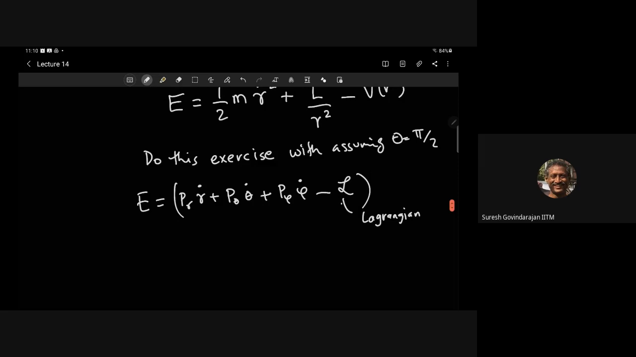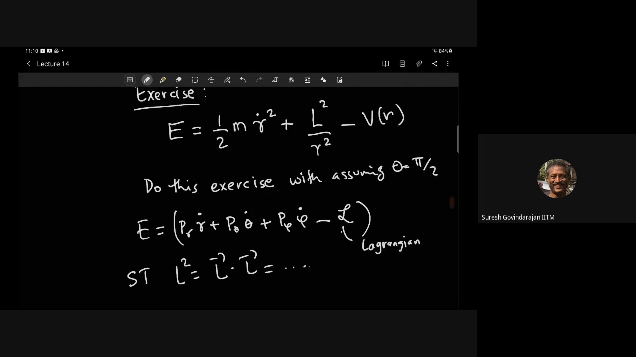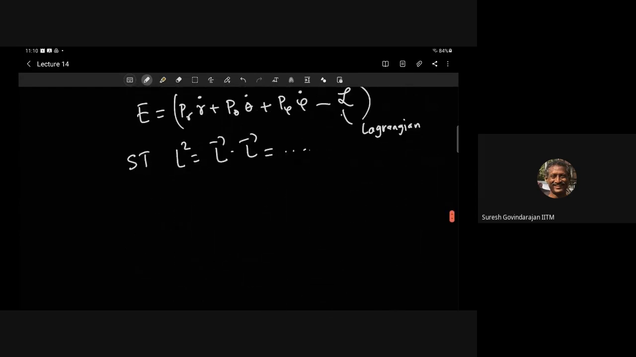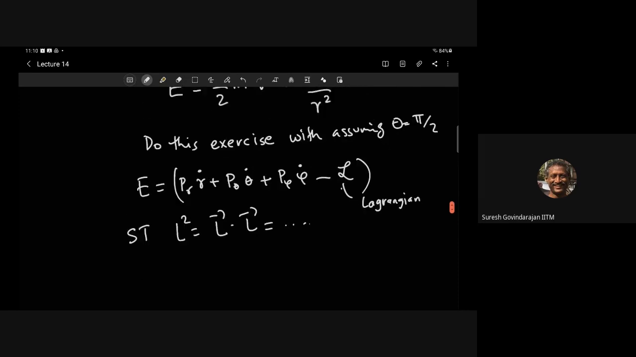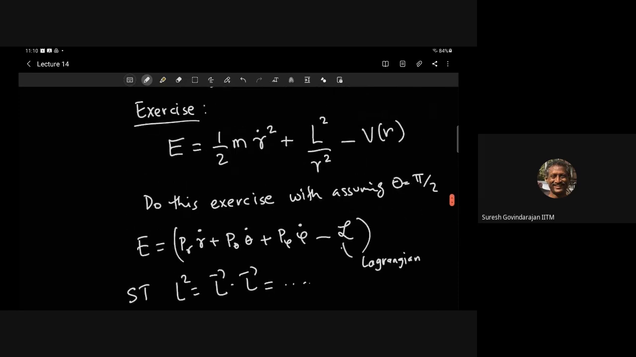So you understand what I'm saying, right? Do not make this assumption, and you need to show that L square equal to L dot L equals whatever we have computed. If you remember, there'll be p phi square and p theta square coming in there. So you need to do this computation. These are simple computations, but they will make you more familiar with what's going on. Okay, so I'll pause here so that you can ask me any questions from last lecture which are not obvious.